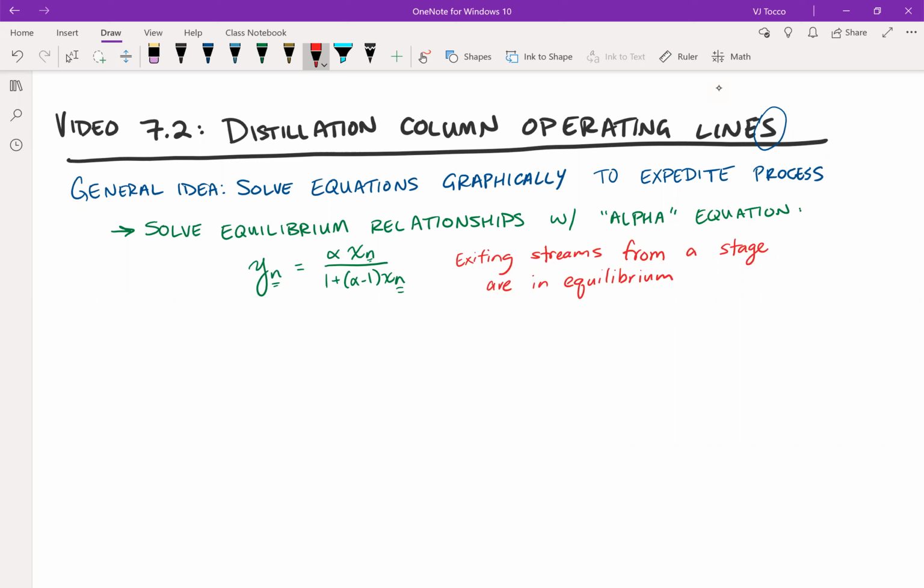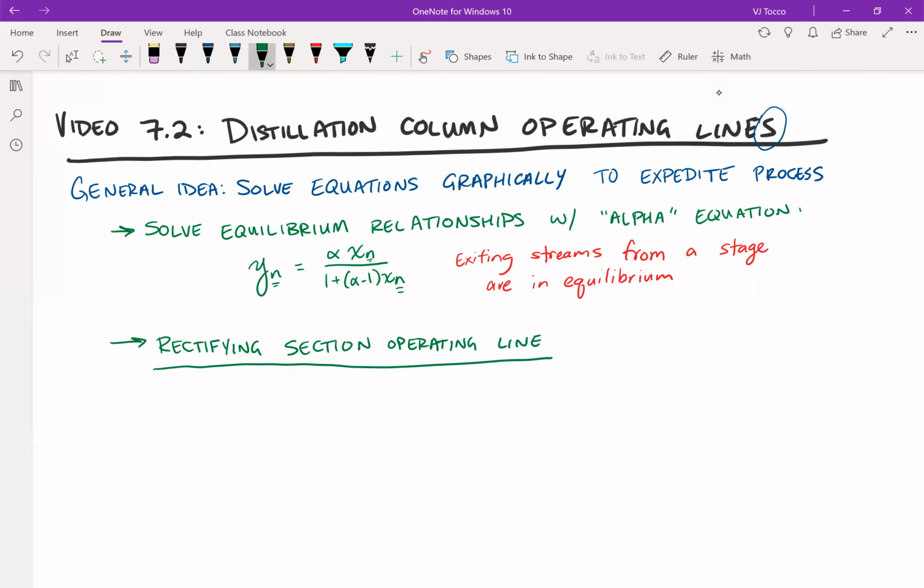So to that end, when we're generating our graphical solution, the first step involves plotting this alpha curve. Whatever your value of alpha is, you can plot y versus x, plugging in that one parameter. It's a little bit more difficult if you don't have a value of the constant relative volatility alpha, but hopefully in that situation you can plot y versus x regardless. Plotting your equilibrium relationship should always be the first step whenever you're solving a distillation column graphically. So let's start by deriving the first operating line, which is that of the rectifying section. Remember that the rectifying section is the top of a column.